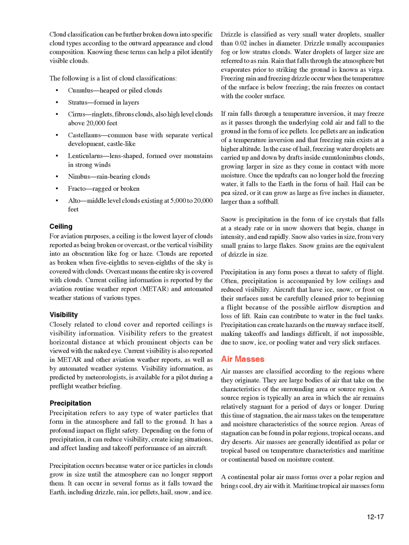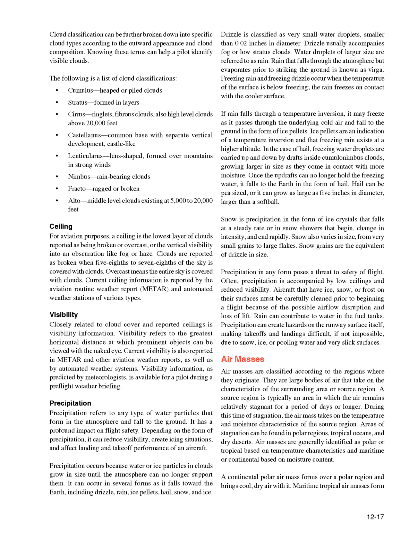Ceiling for aviation purposes. A ceiling is the lowest layer of clouds reported as being broken or overcast, or the vertical visibility into an obscuration like fog or haze. Clouds are reported as broken when 5/8 to 7/8 of the sky is covered with clouds. Overcast means the entire sky is covered with clouds. Current ceiling information is reported by the Aviation Routine Weather Report, METAR, and automated weather stations of various types.